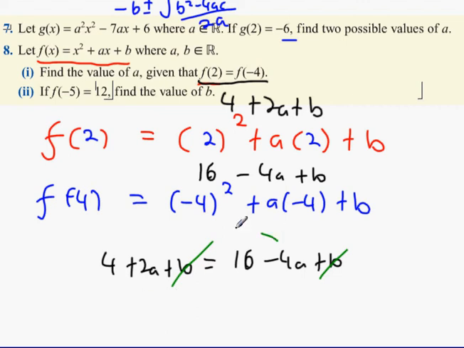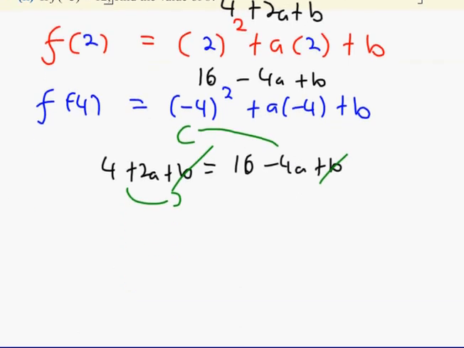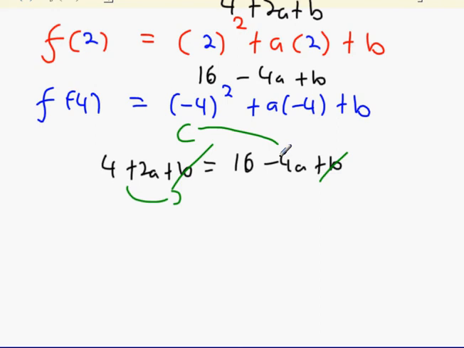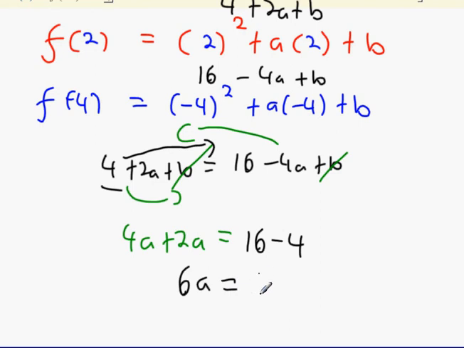Then the a's go to the same side, and the numbers go to your side. So I'm bringing the 4a over to the same side as the 2a. So what does that mean? The minus 4a turns into a plus 4a. The 2a is still there. See the 4 on this side, where's that going to go? Over to your side. And when it goes over to your side, it's going to be 16 minus 4. 6a equals 12. A equals 2.